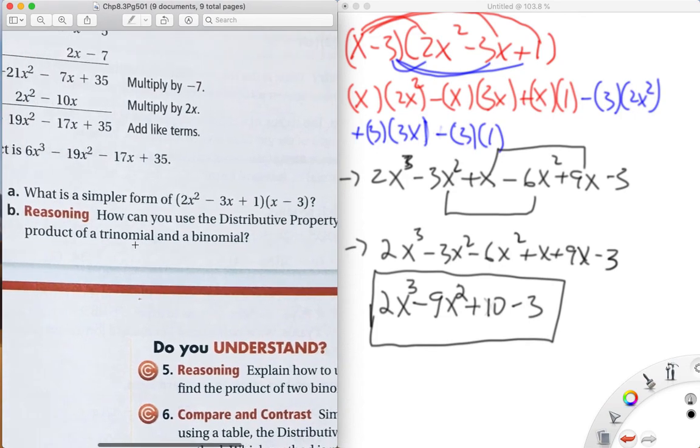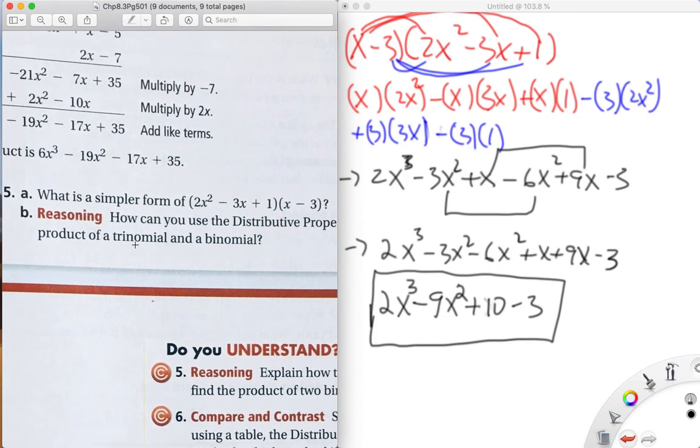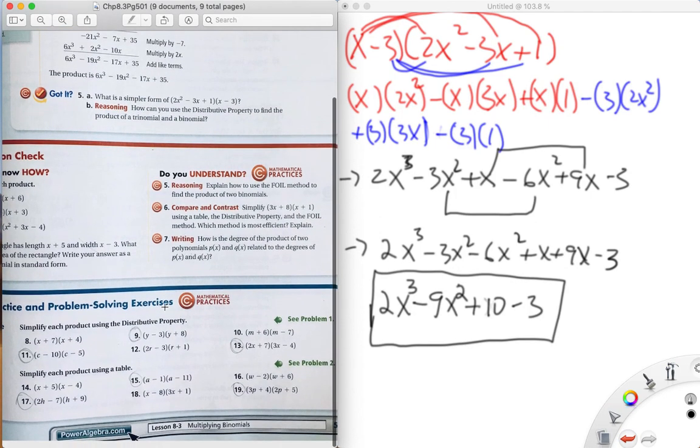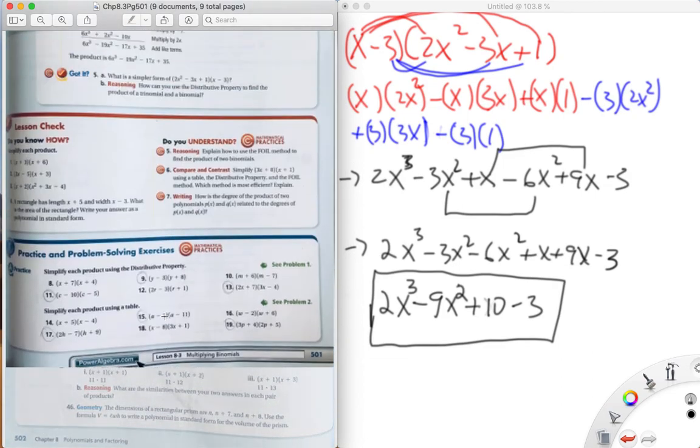That's funny too. Look at the reasoning. How can you use the distributive property to find the product of it? So they even hint that you can do it, but they don't show you an example when I said do vertical method. Really though, interesting. Okay, so that's 8-3.